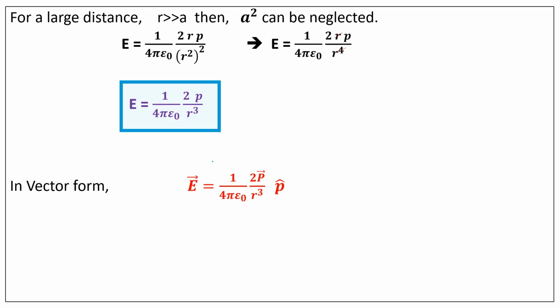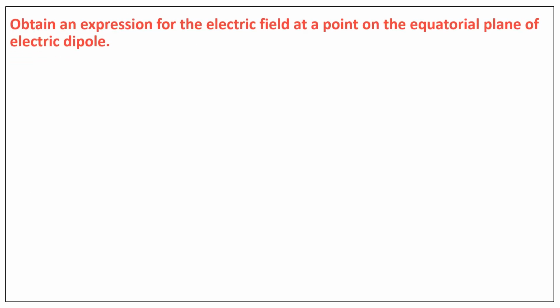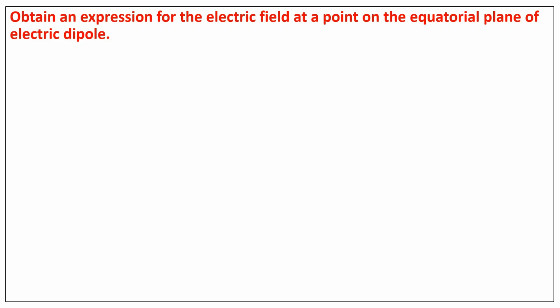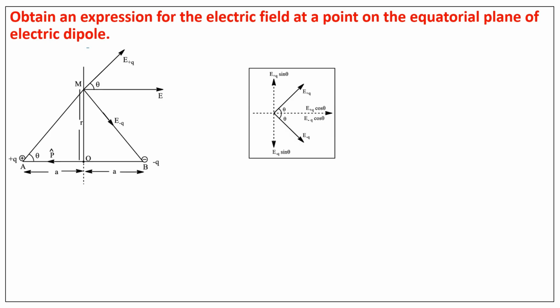This equation is the expression for the electric field at a point along the axis of dipole. In vector form, vector E is equal to 1 by 4 pi epsilon naught into 2 vector P by R to the power 3 into P cap. Next, obtain an expression for the electric field at a point on the equatorial plane of electric dipole.